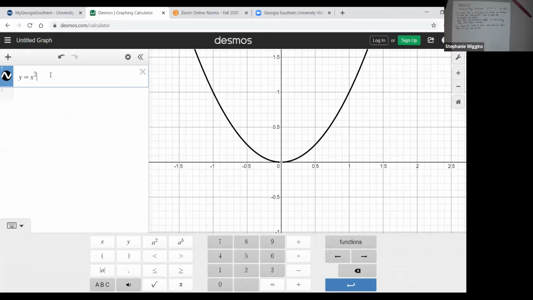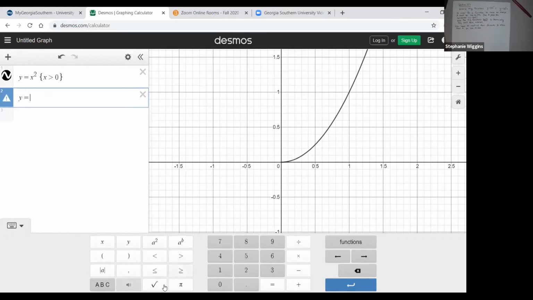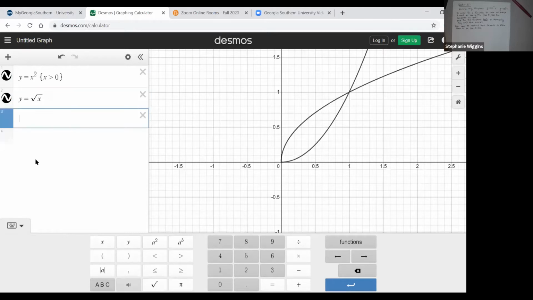However, if I restrict the domain, and this is pretty cool, if I restrict the domain and say that x has to be greater than 0, now this piece has an inverse. What is that inverse? Well, that inverse is y equals the square root of x. So watch this. And you can see when I draw the line y equal x, they're reflected across that red line. The two functions are. So basically, inverses work that way. One undoes what the other one does. This one squares, this one square roots.